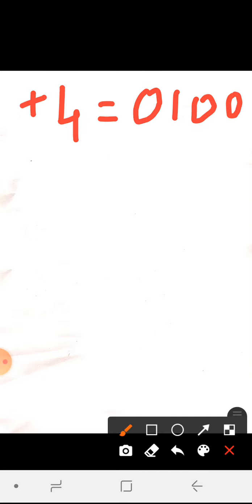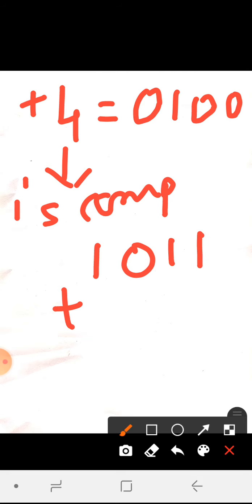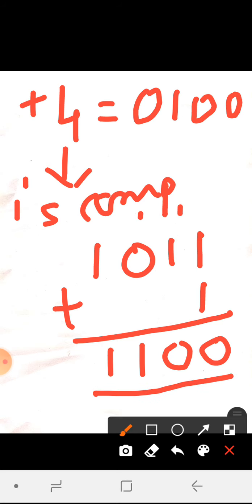To find out 2's complement, first you have to take 1's complement of this number, then you have to add 1. So first we will take out 1's complement. So 1's complement is 1 0 1 1. Then what you have to do? You have to add plus 1. 1 plus 1 is 0 with the carry, 1 plus 1 is 0 with the carry, 1 1. So this is minus 4. This is minus 4.